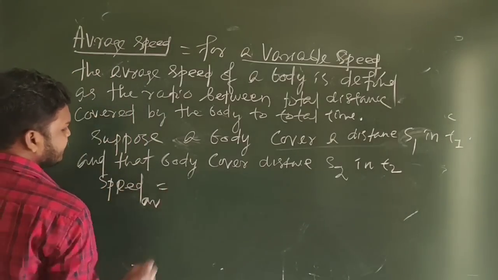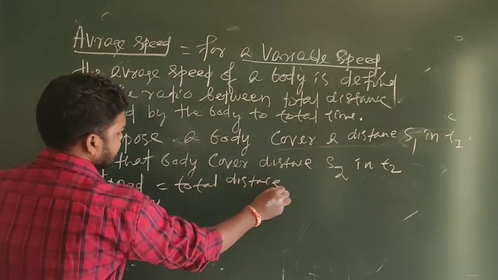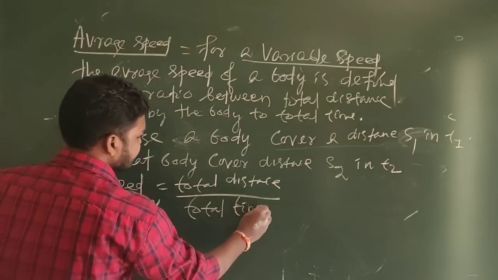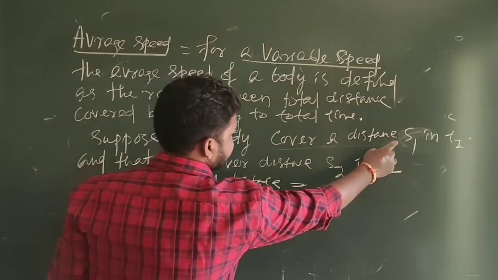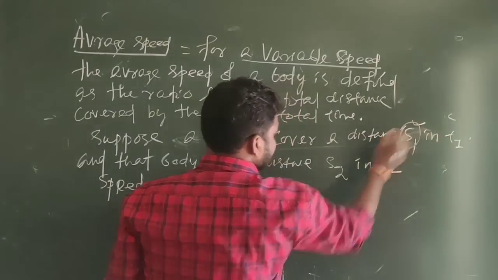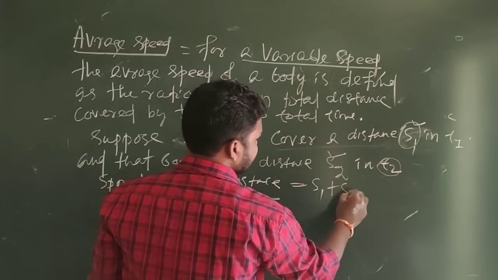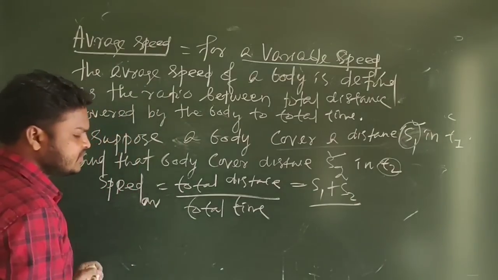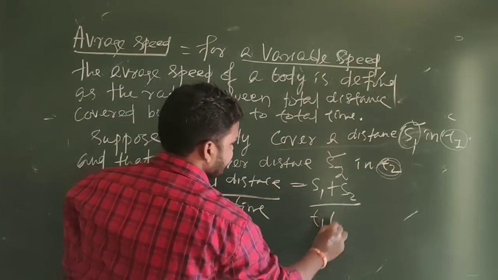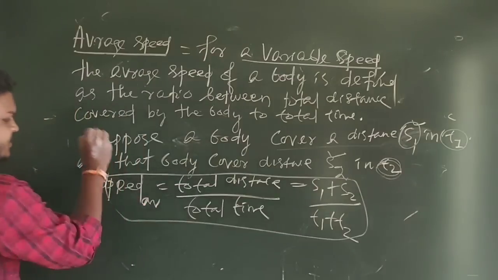Average speed is equal to total distance upon total time. In this case, in t1 time the body covers s1 distance, and in t2 time the body covers s2 distance. So total distance is s1 plus s2, in total time t1 plus t2. So this is the formula of average speed.